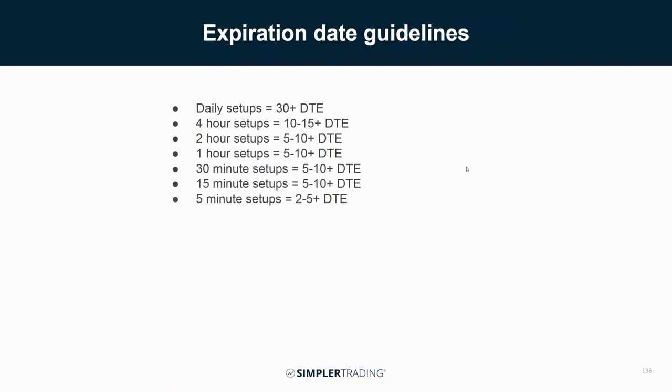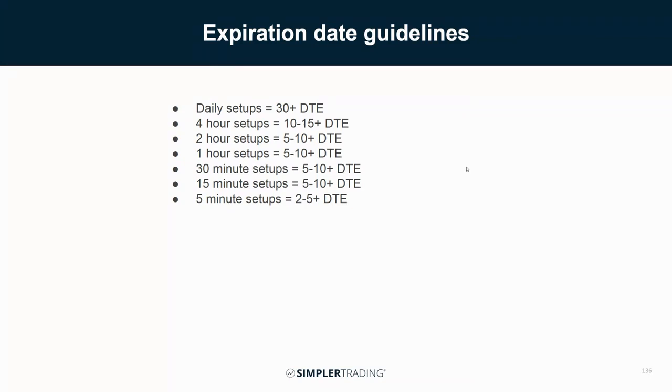Make important observations. 50 to 100 trades from now, you'll probably have some rules that are written in stone as far as your strike selection and your expiration dates. So these are not hard rules. These are just guidelines. Find what works best for you. But as far as my suggestion, daily setups, I'm a big fan of giving my trades about 30 days till expiration. If we're cranking it down to a 4-hour, I'm comfortable with about 10 to 15 days.